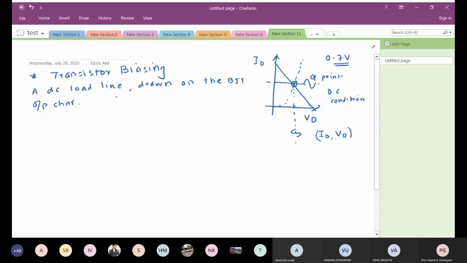The DC bias point, that is what we have already said, the DC bias point or the Q point also exists, and it is on the load line. In fact, it is the intersection of the characteristic curve and this load line.